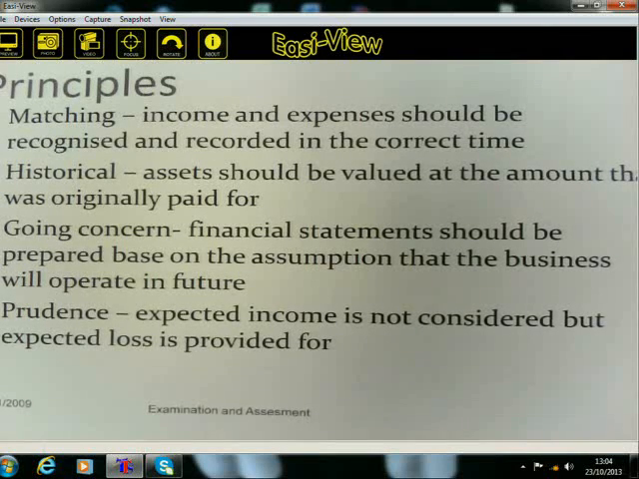Then we have the prudence concept that says expected income is not considered, but the expected loss is provided for. Even if we may be able to recover the expense of the loss, we do not consider it. The only thing that counts is the expected loss that we make provision for.